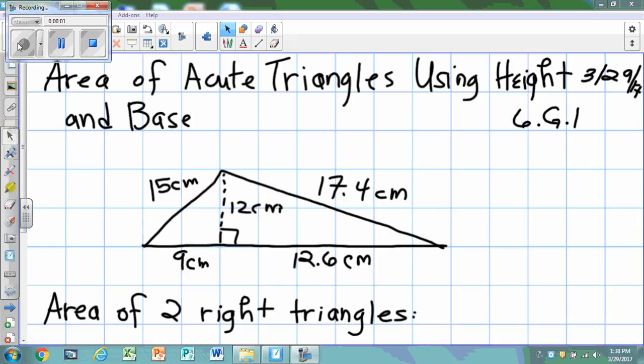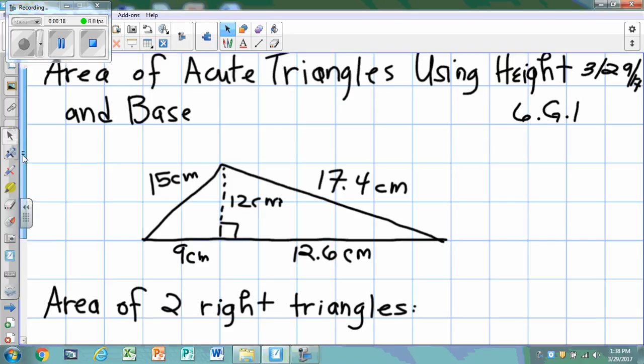So this video is about Module 5, Lesson 3, Area of Acute Triangles using Base and Height. We're still in 6th grade Geometry, Standard 1.